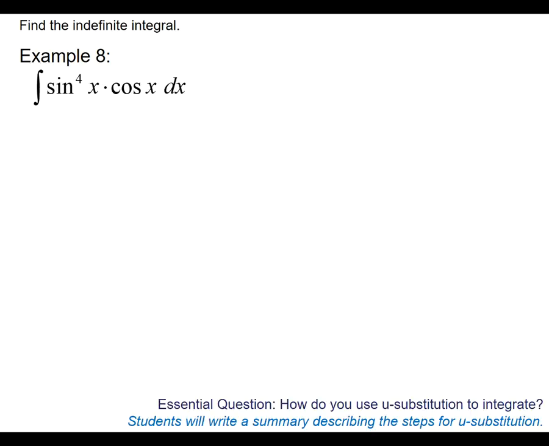All right, let's look at this one. I'm going to rewrite this one a little bit. This one's a little tougher to see. Remember, a 4th power can be rewritten as sine x to the 4th in the parentheses. What's the inner function this time? Perfect, sin x. So u equals sin x.